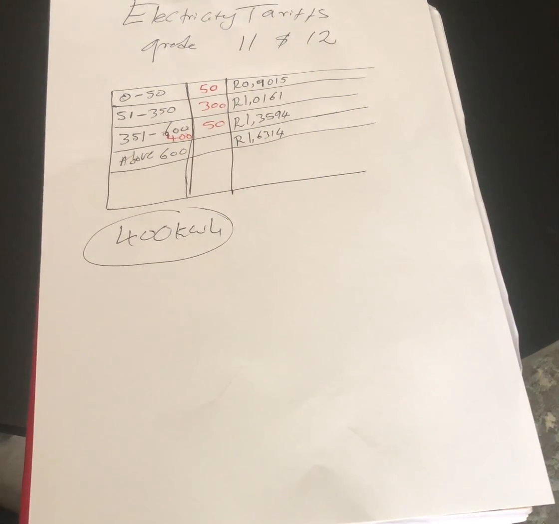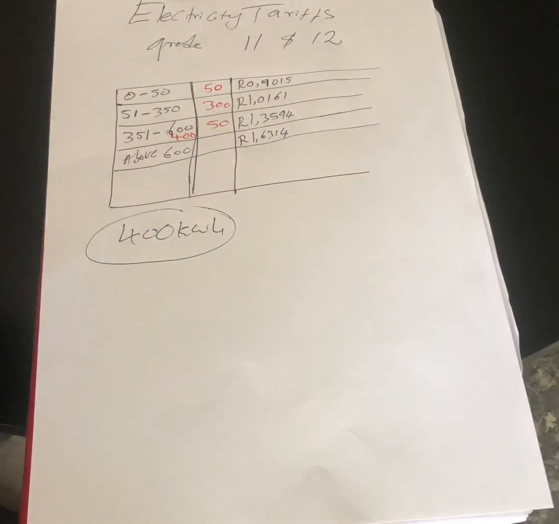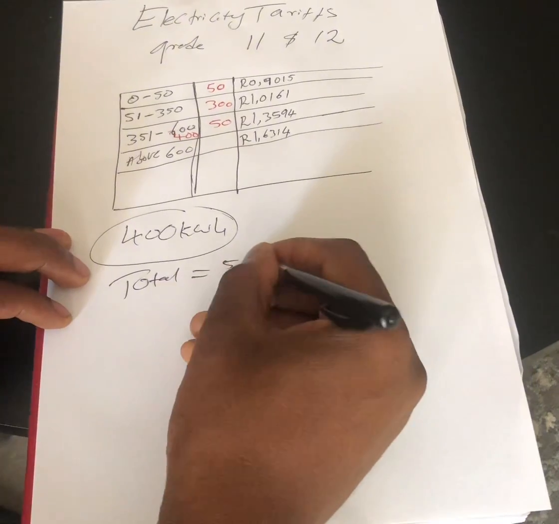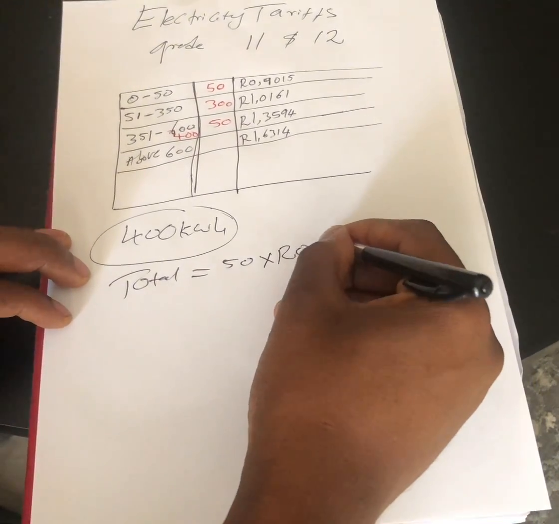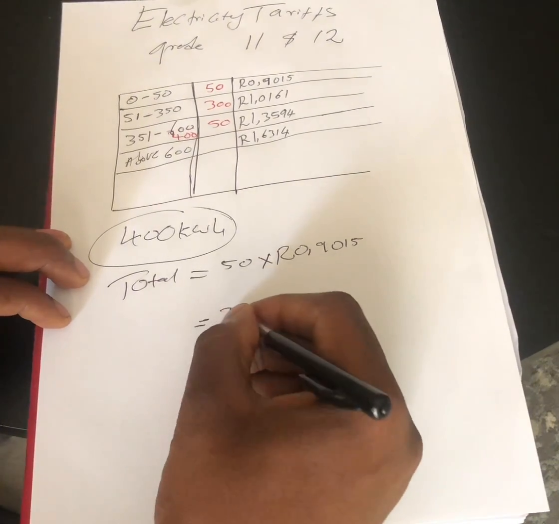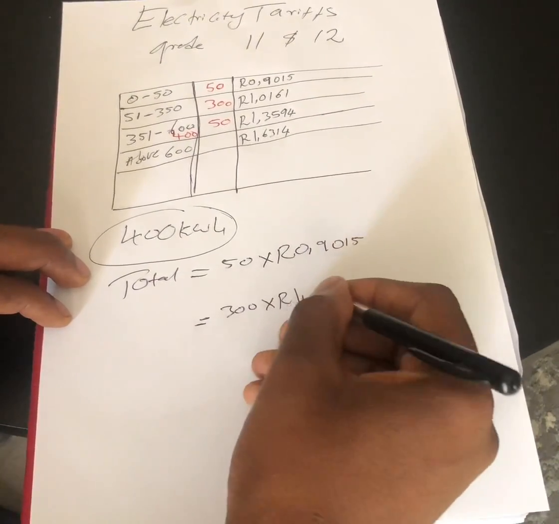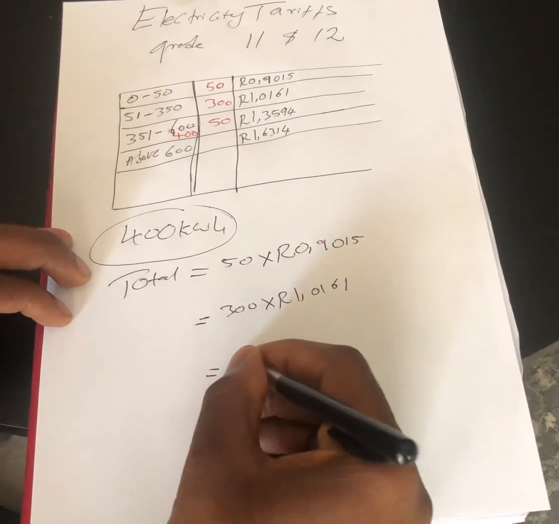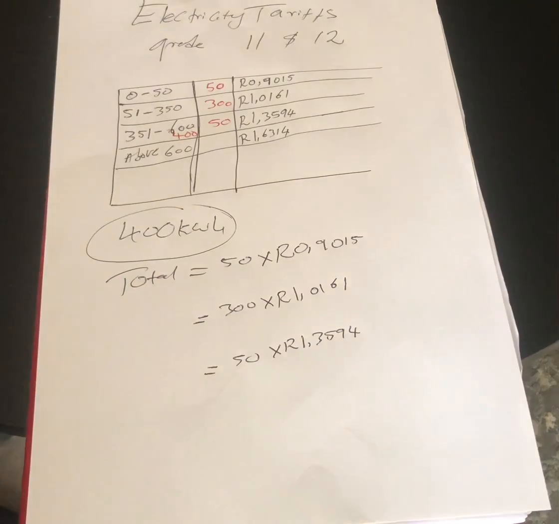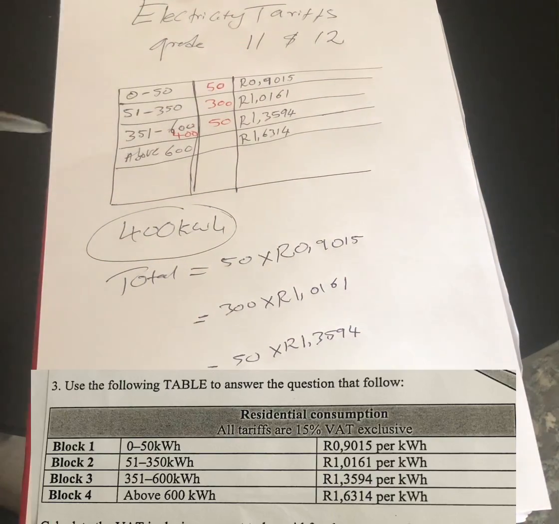Then the next step is very easy. You just multiply the difference with the price. Difference with the price. You are done. So for the calculations, the total amount is going to be 50 multiplied by 0.9015. The next one is 300 multiplied by 1.0161. The next one is 50 multiplied by 1.3594. I've just multiplied the difference with the price. And then from there, you just take a calculator.